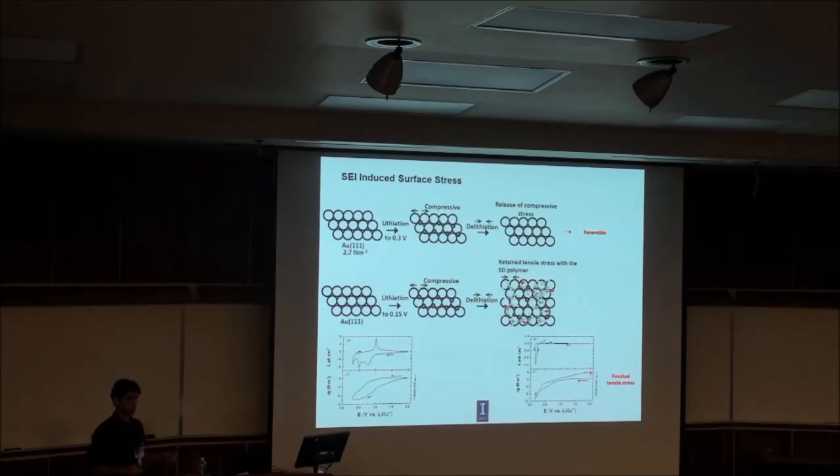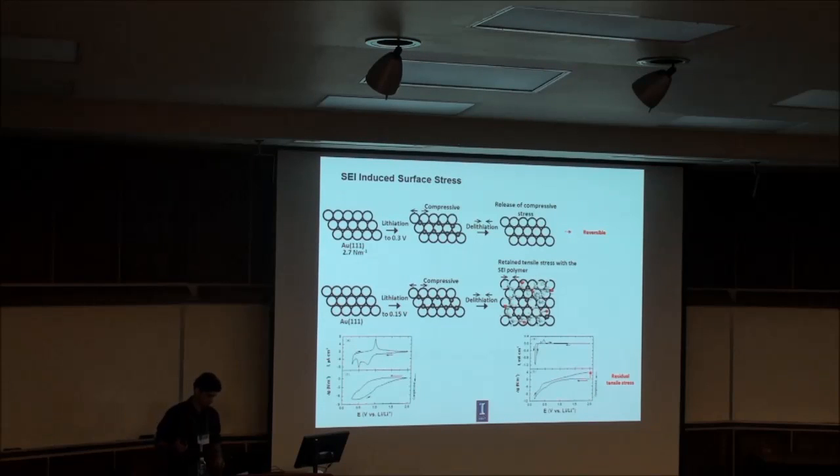Now, if we go to the bulk lithiation region and we form the SEI, we go compressive when we lithiate, but when we remove the lithium from the surface, because we now have this polymer in the SEI, this polymer actually contracts the surface together and develops tensile stress on the surface. And this is how this tensile stress is developed when you go low enough in the potential.